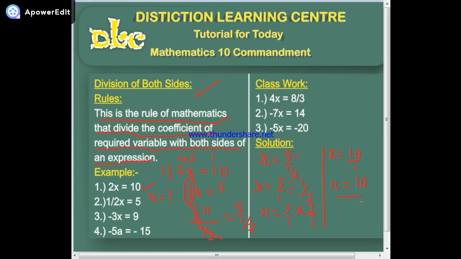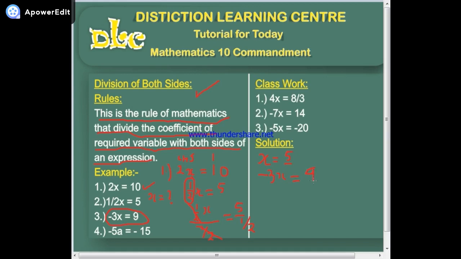Now let's move to question 3. Question 3 says minus 3x equal to 9. So let's do it here: minus 3x equal to 9. This one cannot stress us. I'm very sure this one can never stress us.